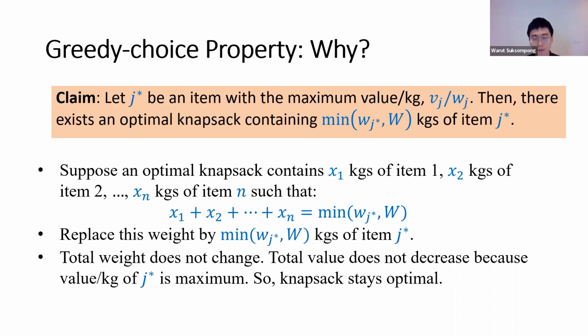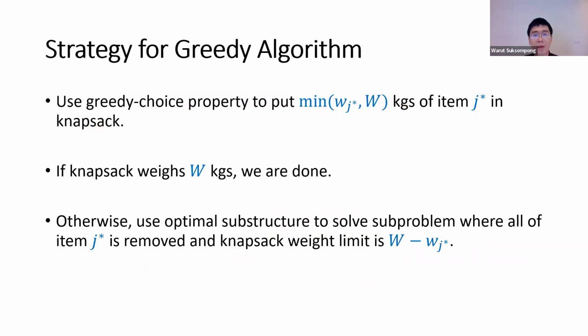So this is why, without loss of generality, we can spend this much weight on just item j* alone, to give this weight to item j*. So this is our greedy choice property. Once we have this, we already have a strategy for the greedy algorithm.